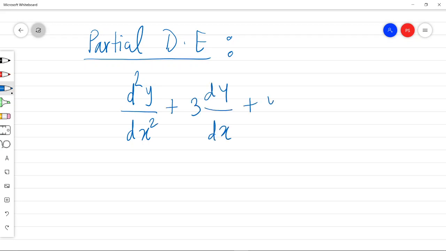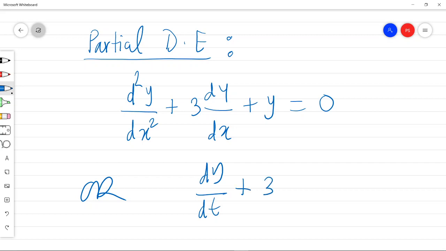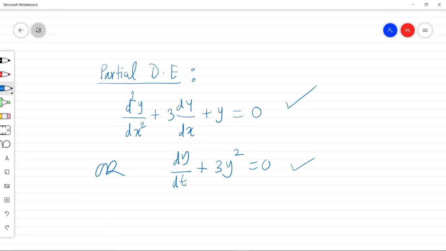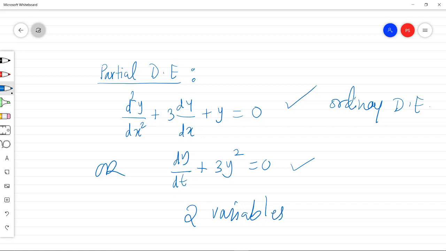This is just an example, or simply dy by dt plus 3y squared is 0. So these are typical examples of ordinary differential equations. In all these cases, we have only two variables, namely x and y. Clearly, y is a function of x, so y depends upon x.